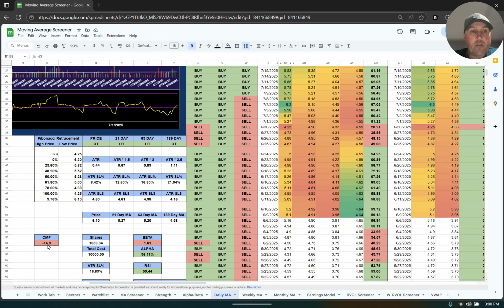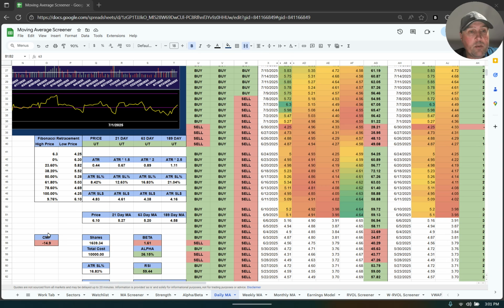This is the Chaikin Money Flow, which is an accumulation distribution indicator. If it's negative, hold on, what's the dog barking? Okay, you might have to deal with some dog barking because I've made this video too many times, so the dog interrupts me. This is the Chaikin Money Flow.